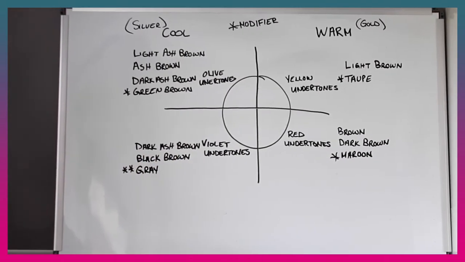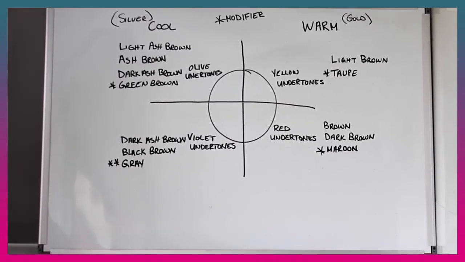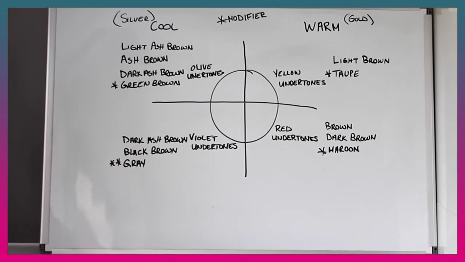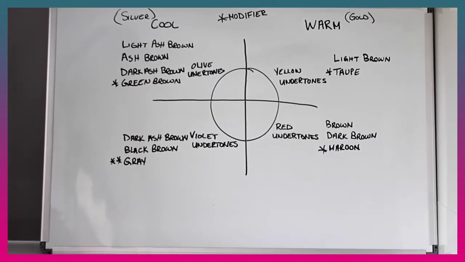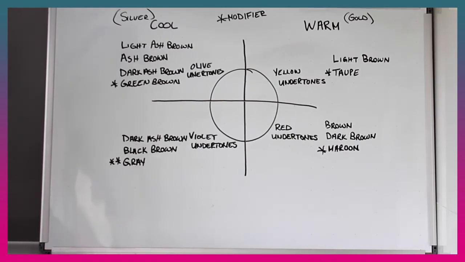It's used to add depth and undertone to a different color. It's not used to tattoo somebody in full. Taupe is very yellow, maroon very red, and green brown obviously very green.